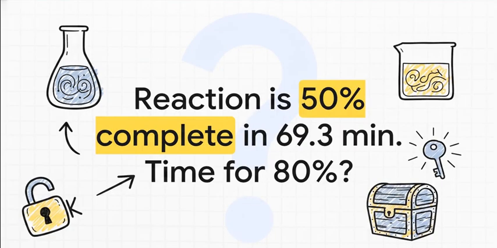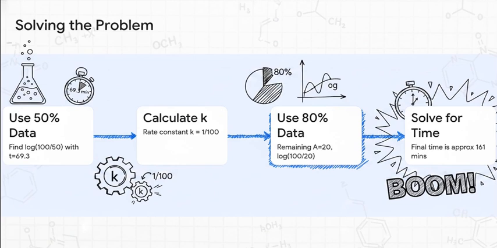A first-order reaction takes 69.3 minutes for 50% completion. How long will it take for 80% completion? Now, I want you to mentally map this out for a second. We're given one scenario, the 50% completion, and we need to use that to find the secret key, the rate constant K. Once we have K, we can unlock the second scenario to find the time for 80% completion. Let's meticulously walk through this math together.